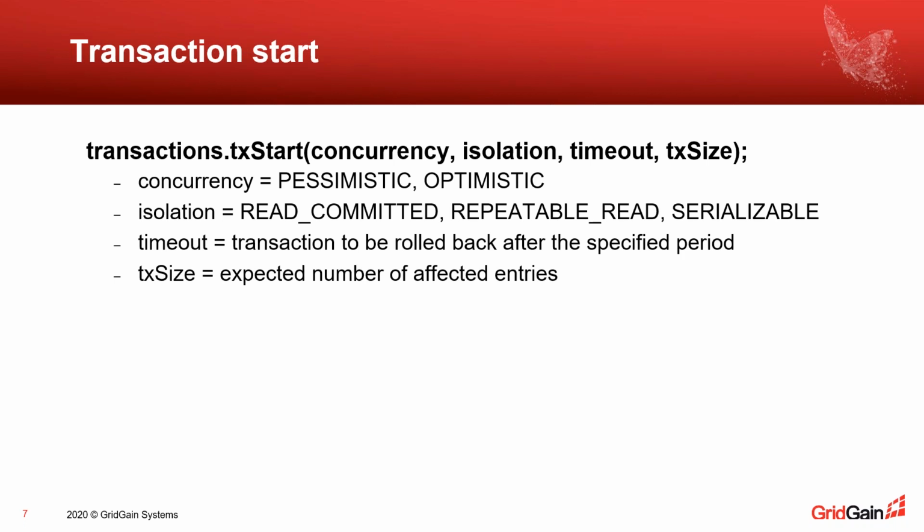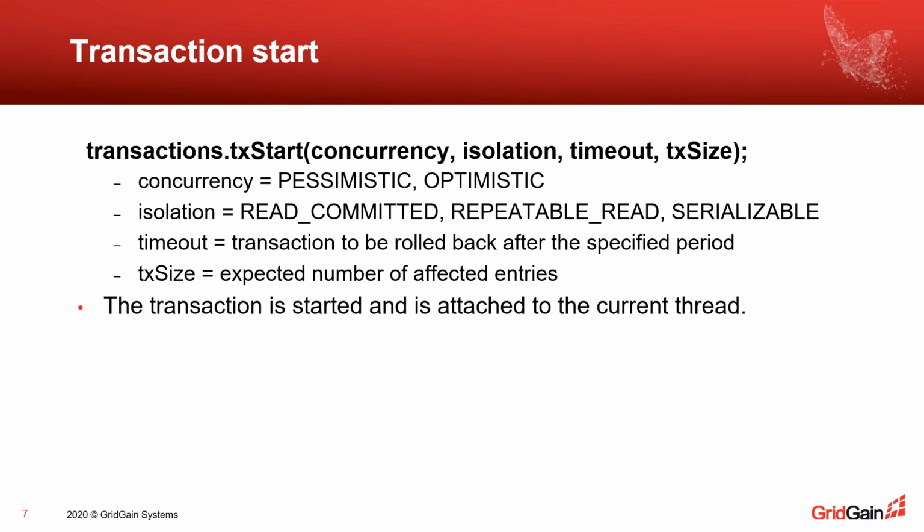Timeout, which is crucial. I recommend using a timeout for every transaction. And if you have specified some timeout that is different from 0, the transaction will be automatically rolled back by the system after this specified period. Transaction size is quite optional. You can always pass 0 as the transaction size, but if you're sure in advance how many entries you will affect inside the transaction, you can pass this number of entries, and this may very slightly increase your performance.